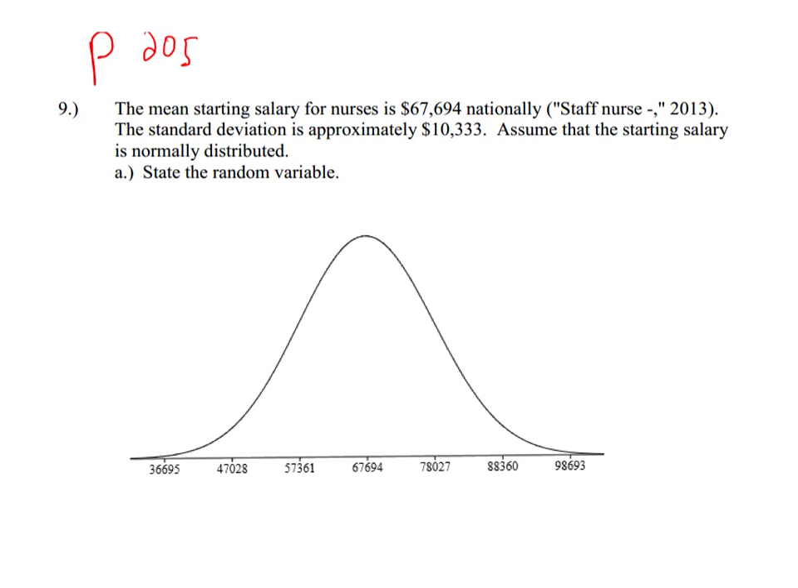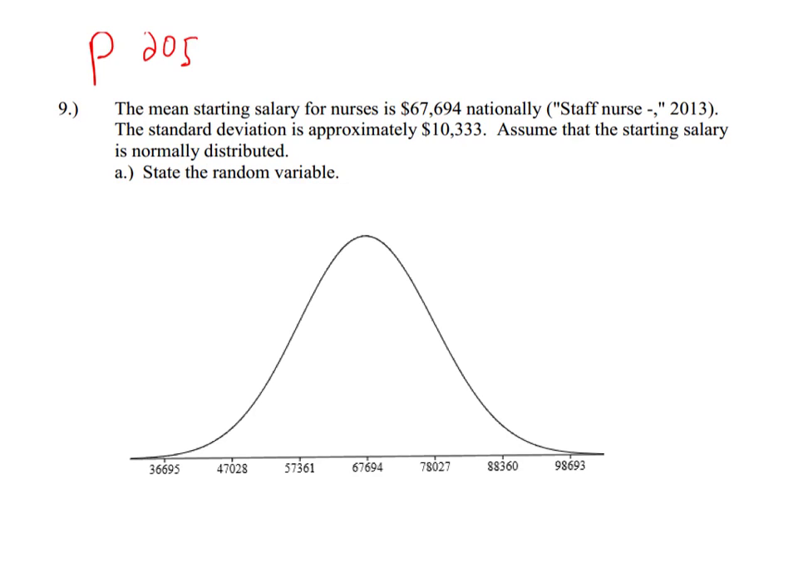How do you calculate these probabilities by hand, so to speak, with a table? So here's a problem from the Statistics Using Technology textbook, and we see that the mean starting salary for nurses is 67,964, and the standard deviation is approximately that. They're telling us to assume the starting salary is normally distributed.